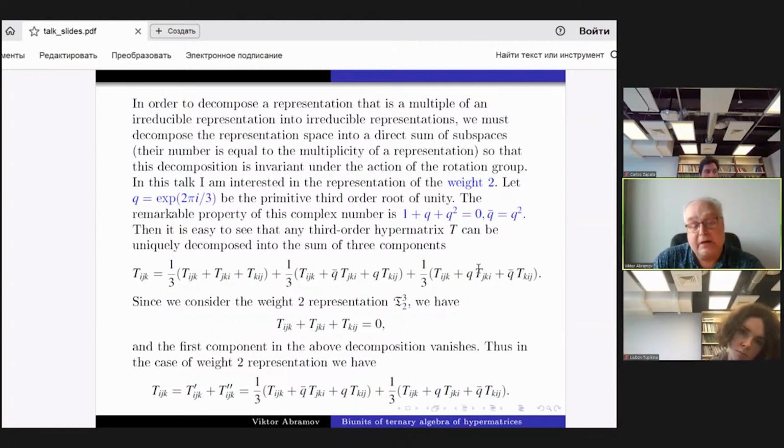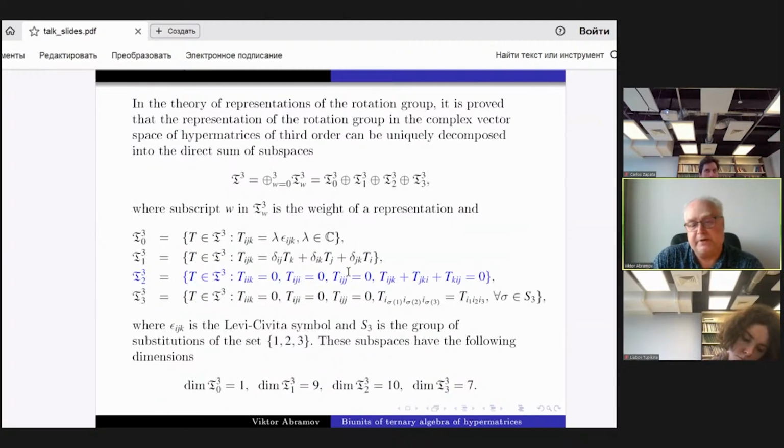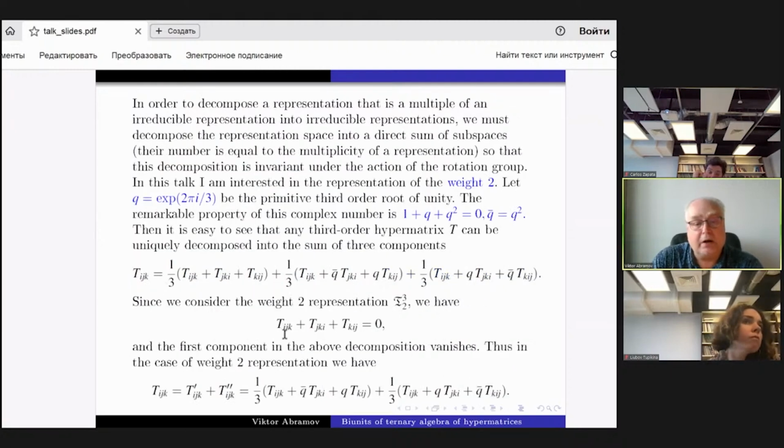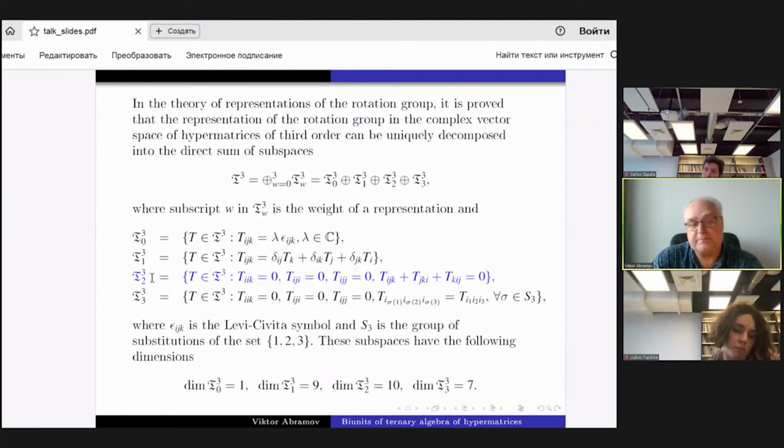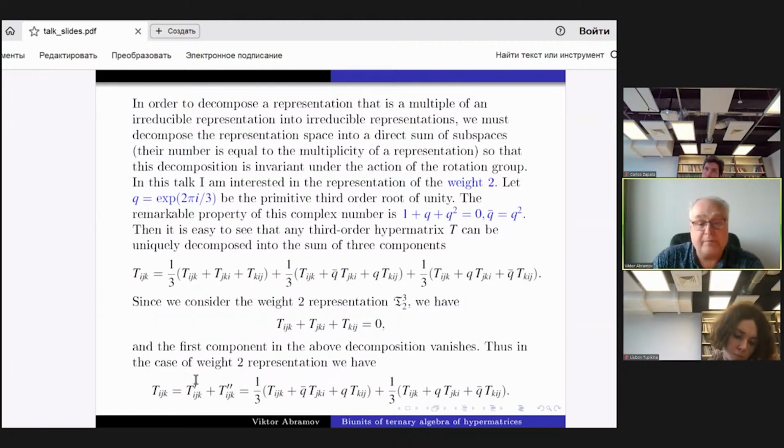But now if I restrict this decomposition to this subspace, then due to this condition, the cyclic sum is equal to 0. I get that the first component is 0. So now if I restrict this decomposition, in other words, I assume that this hypermatrix belongs to this subspace, then I have only 2 components, this one and this one. And they are denoted here prime and 2 primes.